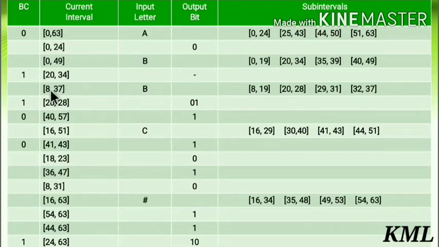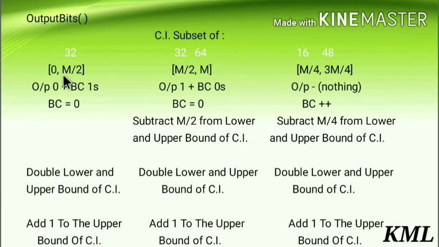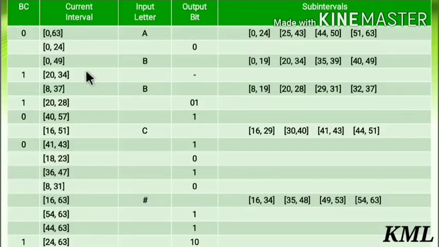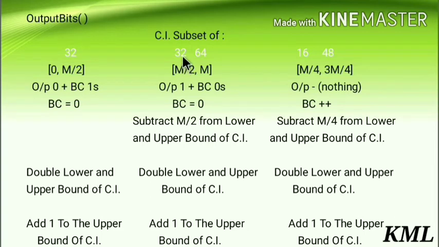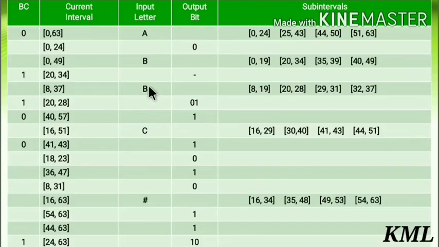Okay, so this is your new current interval. What you do after getting the new current interval is check it with the algorithm. Okay, so 8, 37 doesn't fall in this because 37 is greater than 32. Sorry, you have an 8 here which is less than 32, and we have an 8 here which is less than 16, so it doesn't fall in any of these. So what you do is stop the procedure and take the next input letter.